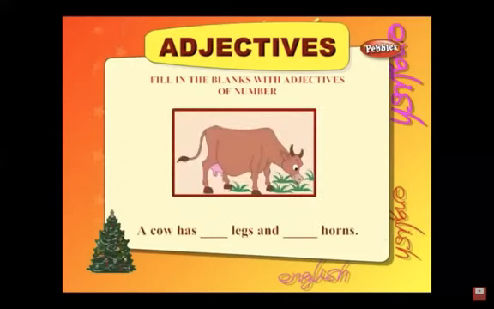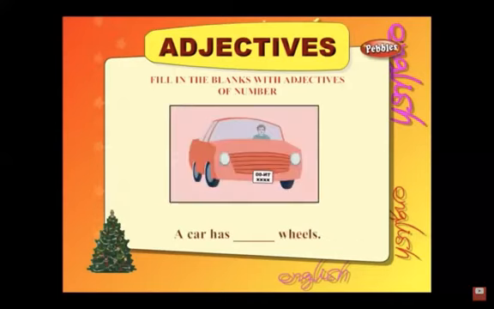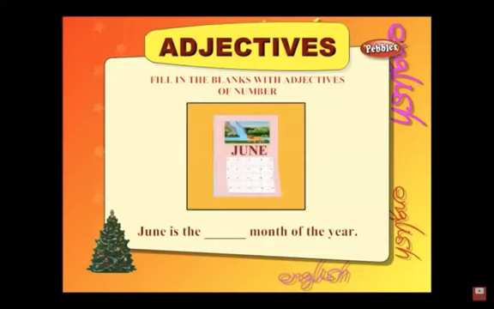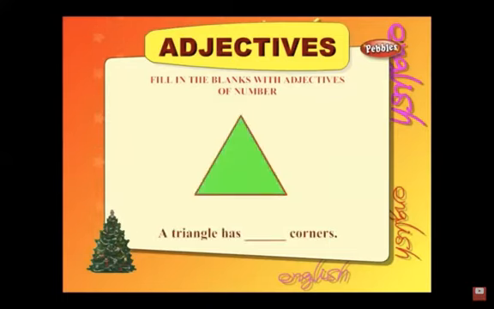A cow has dash legs and dash horns. A cow has four legs and two horns. A car has dash wheels. A car has four wheels. June is the dash month of the year. June is the sixth month of the year. A triangle has dash corners. A triangle has three corners.